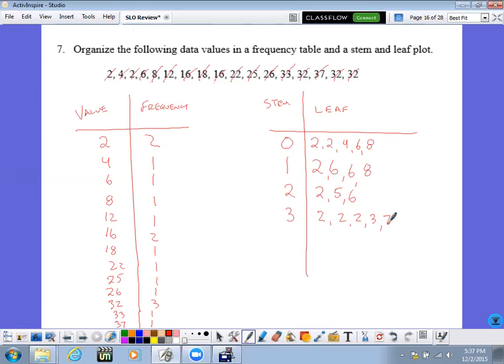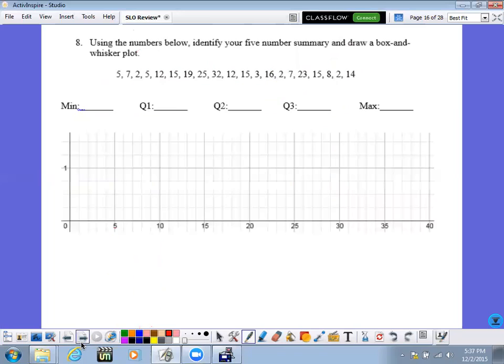So notice this is very nice because it shows you groups. This would be really good if you were trying to figure out test averages, things like that. It just shows that there are 5 numbers that fall in this range, 4 numbers in that range, 3 numbers in that range, and 5 numbers in that range. A little more useful. Okay.